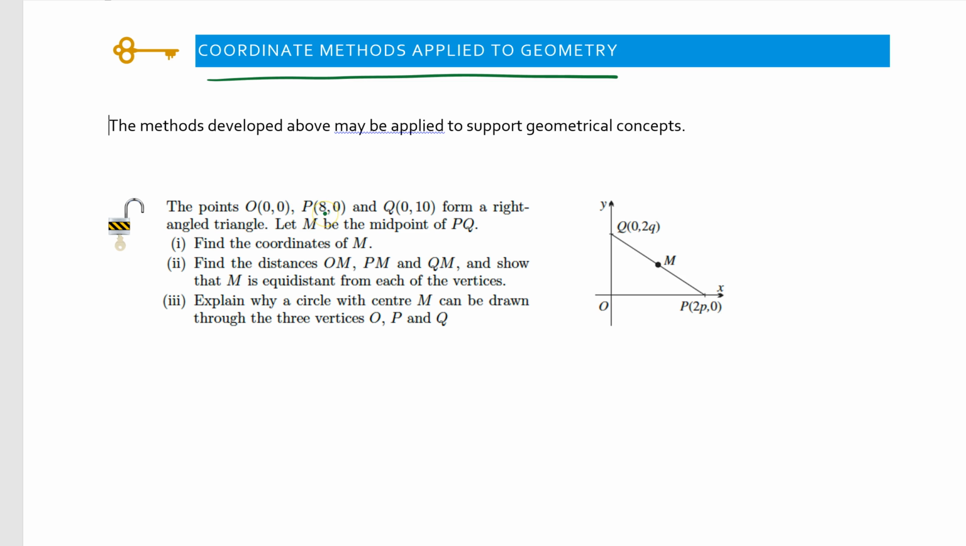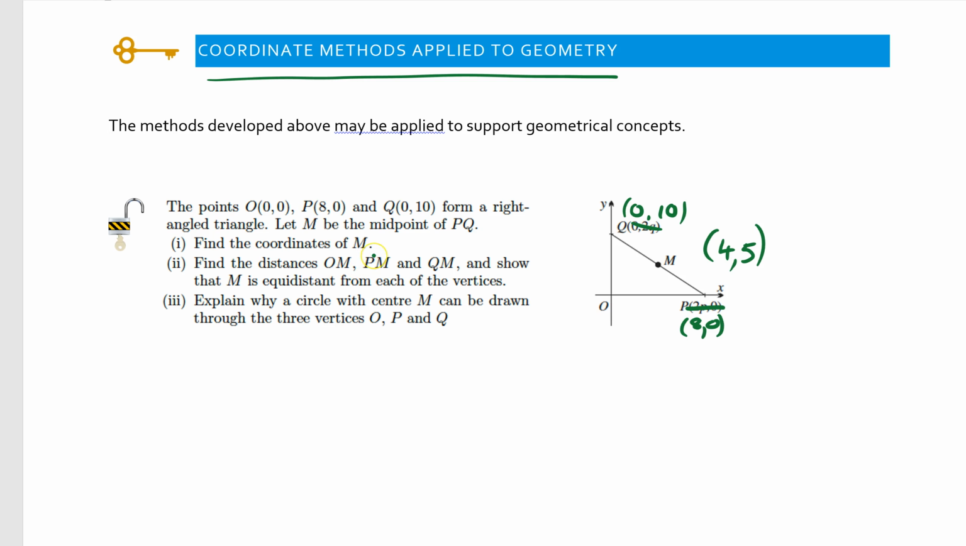So we've got points O (0, 0), P (8, 0), so this is obviously not quite the right diagram. P, which is (8, 0), and Q, which is (0, 10), form a right angle triangle, and let M be the midpoint of PQ. First of all, find the coordinates of M. The coordinates of M are going to be the average of the x's, so that will be 4, and the average of the y's, so that will be 5.